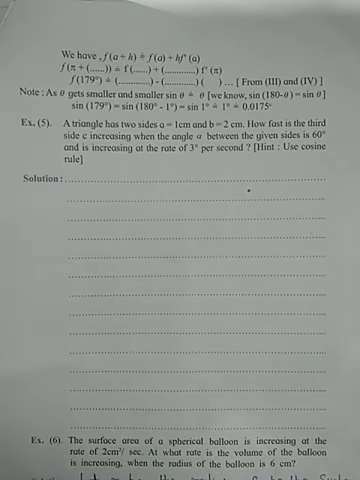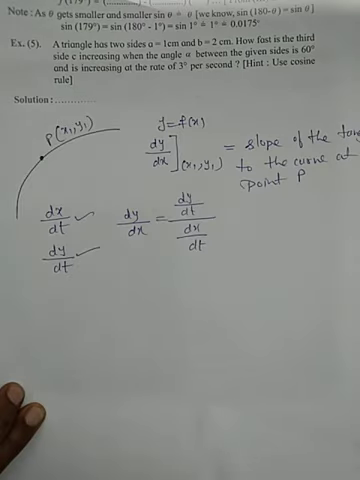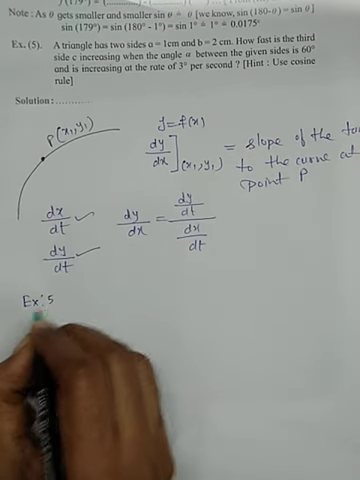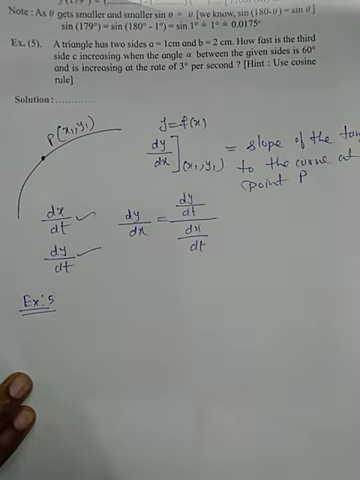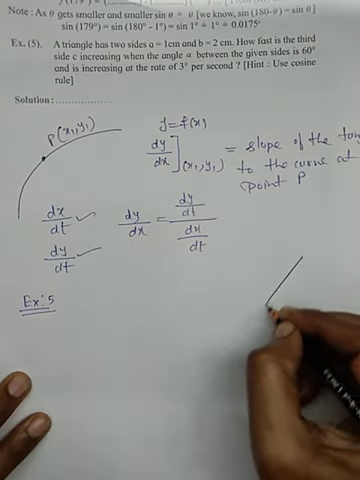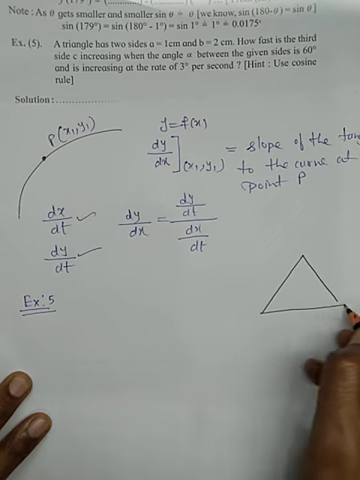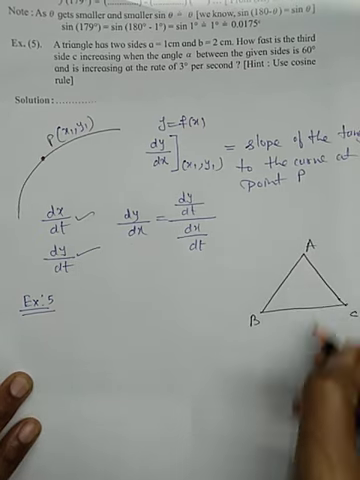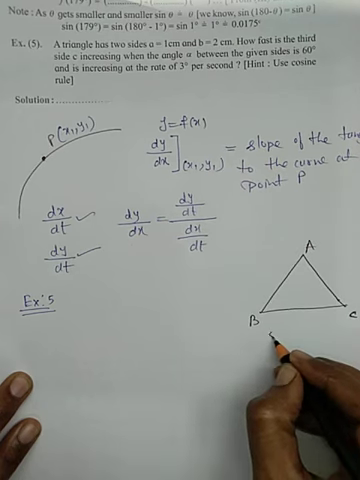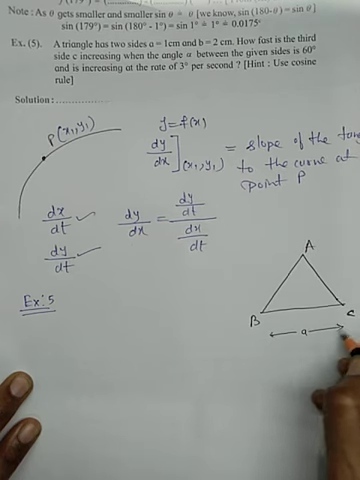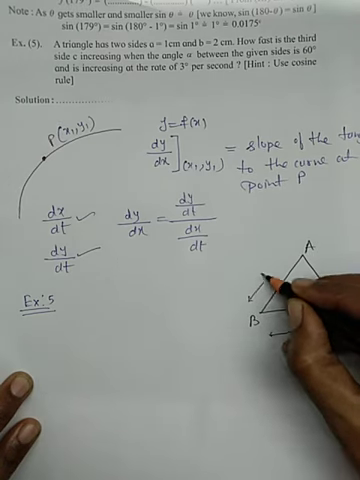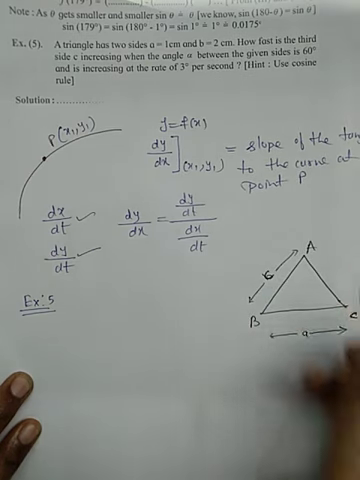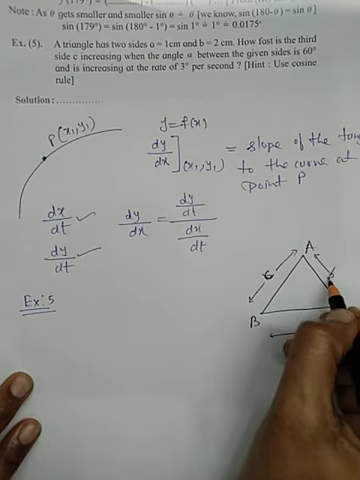Okay, now a triangle, this is example number 5, I am solving here. Example number 5. Let me draw a triangle. Suppose this is a triangle, with sides A, B and C. This side I can take as A, here I can take it as B, and this, take it as C.